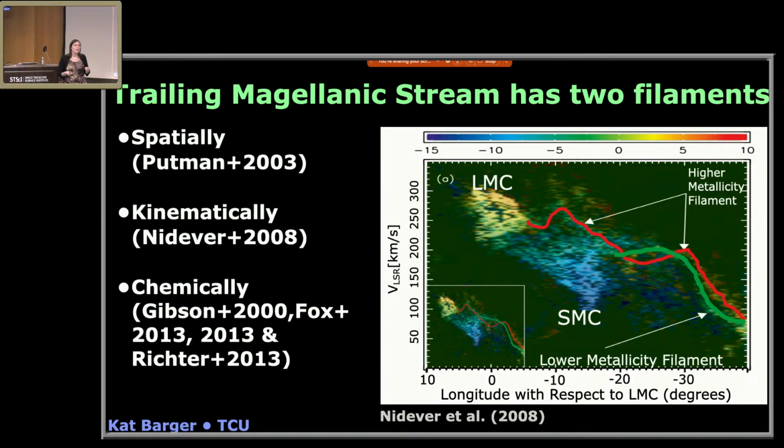Along the trailing stream, it turns out that there are two filaments. There's one filament that happens to be a low metallicity one, and they're spatially separated from each other, by the way. One that's high metallicity, and they're coherently distinct from each other kinematically. And so they look like they're different things. When we trace back where they came from, one of these filaments traces back to the lower metallicity SMC/Magellanic bridge region, and the other one traces back to the LMC, the higher metallicity area. And it looks like it might actually even trace all the way back to 30 Doradus.